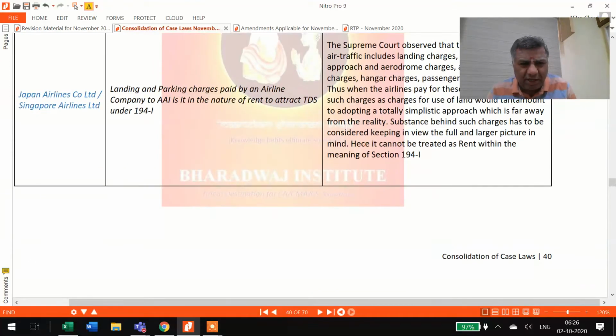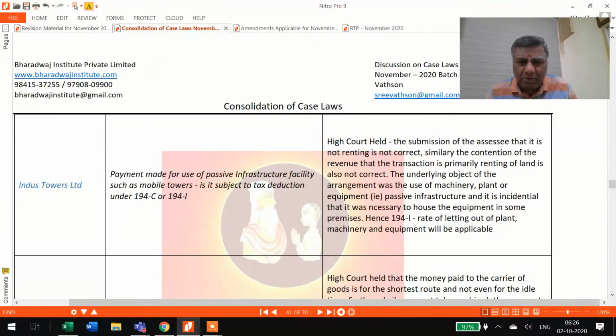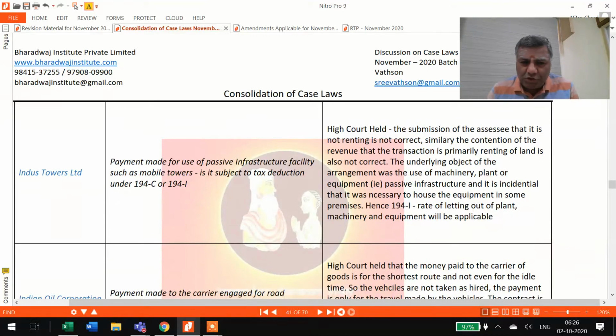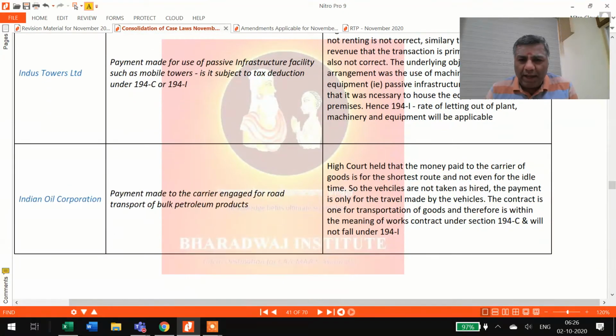Enough time questioned. Indus Towers, it is 194I, it is 2%. Indian Oil Corporation, payment made to carrier engaged for road transport of bulk petroleum products. In that case, as they were specified, you all know, we cannot use it for any other purpose.